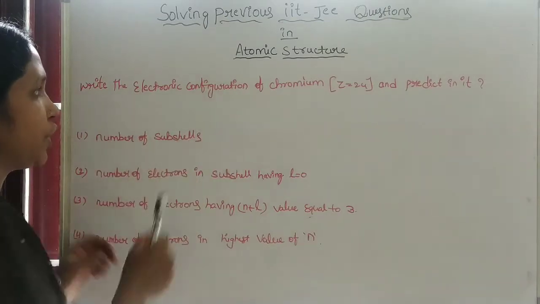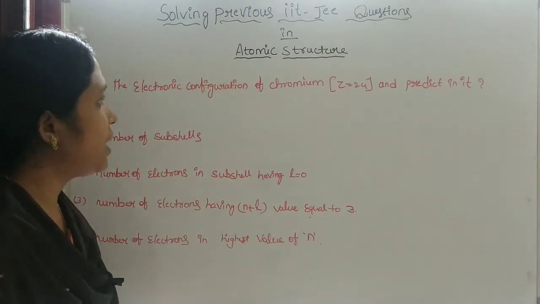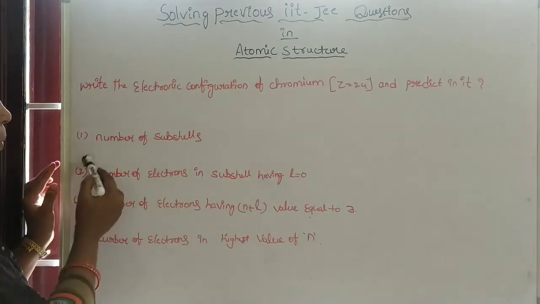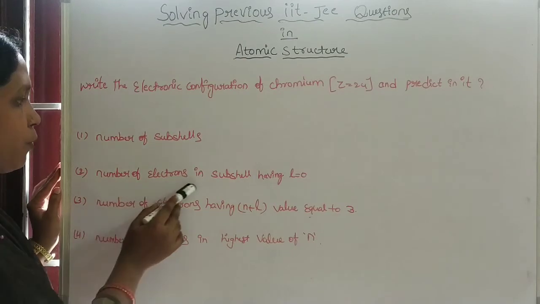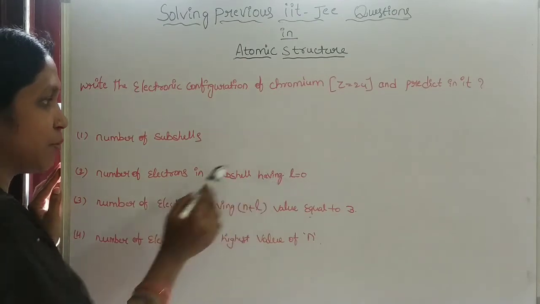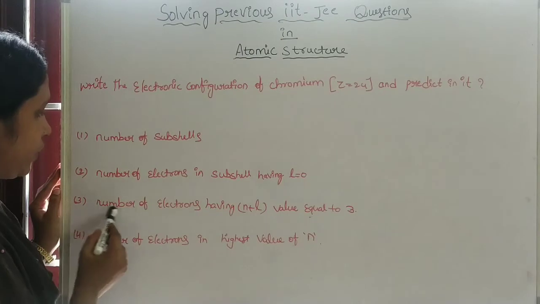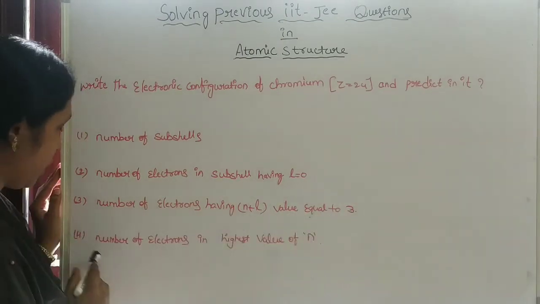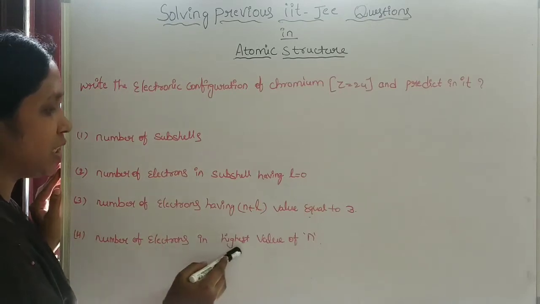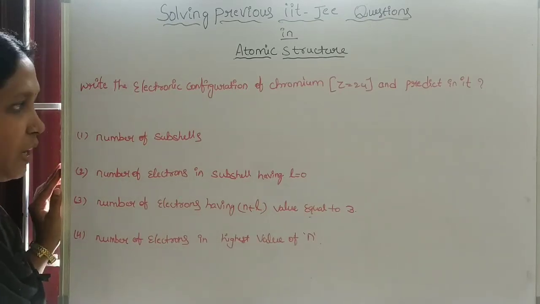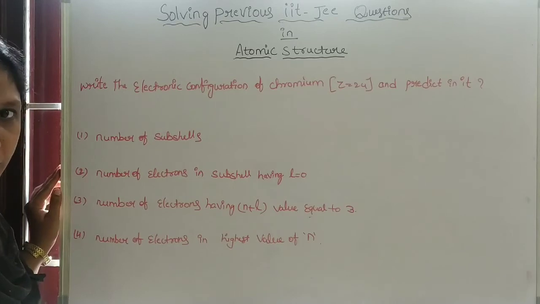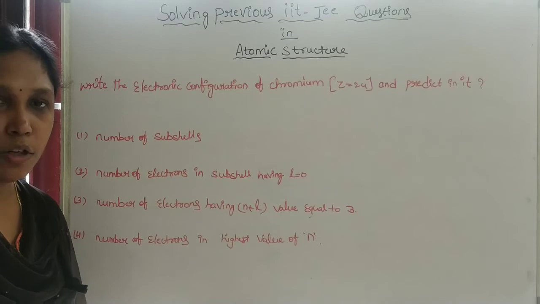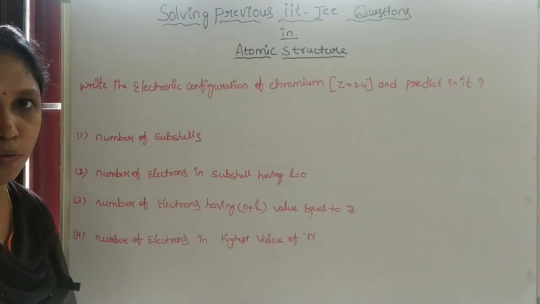See the next one. Write the electronic configuration of chromium. It has atomic number 24. Predict in it: 1, the number of subshells; 2, the number of electrons in subshells having n equal to 0; and third, the number of electrons having n plus l value equal to 3; and fourth, the number of electrons in the highest value of n. Here he asked the number of subshells, so write down the complete full configuration of chromium.